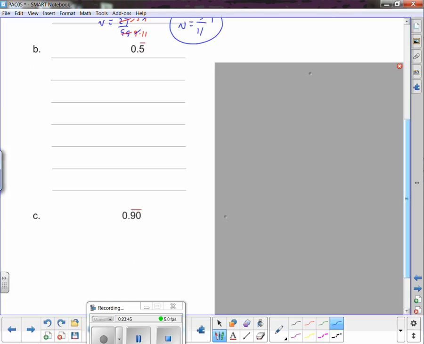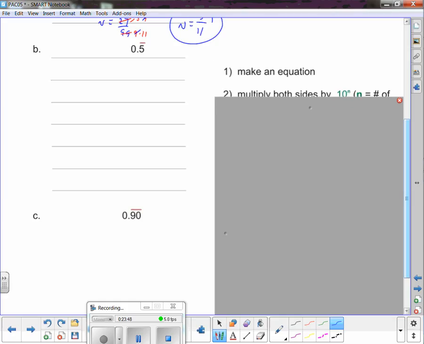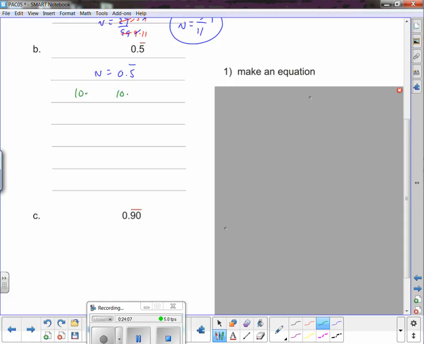What's the first thing you do? Say it if you know it. Make an equation. N equals 0.5 bar, right? Next thing. Multiply both sides by what? 10. So I'm going to multiply the left by 10, and I'm going to multiply the right by 10. Okay, what does this equal? The left is 10n, correct? What would the right equal? 5.5 bar.